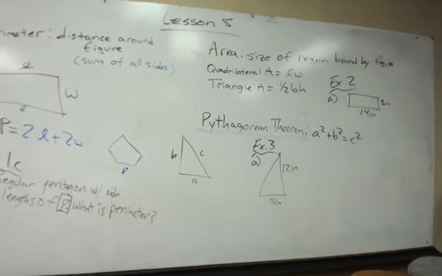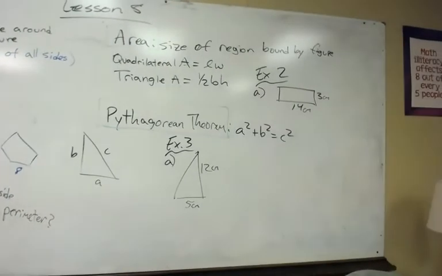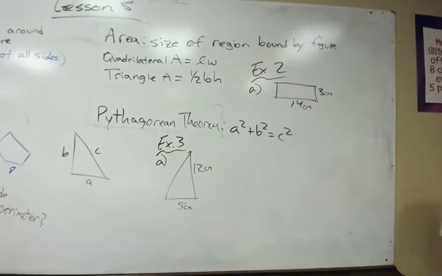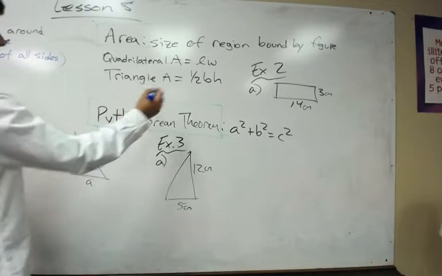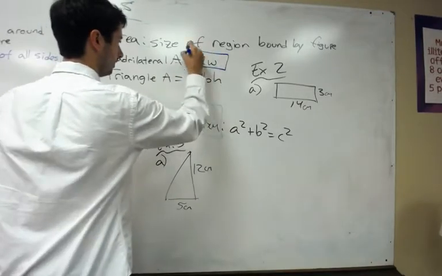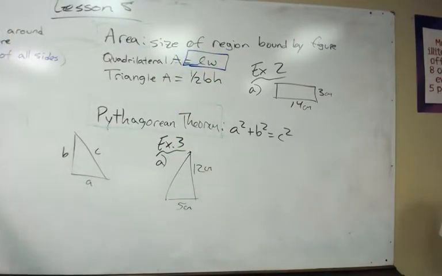Moving on to area. Area, by definition, is the size of a region bound by a figure. So if you have a quadrilateral, a 4-sided polygon, how do you find the area of that? Well, the formula, as most of you know, is length times width, or base times height.